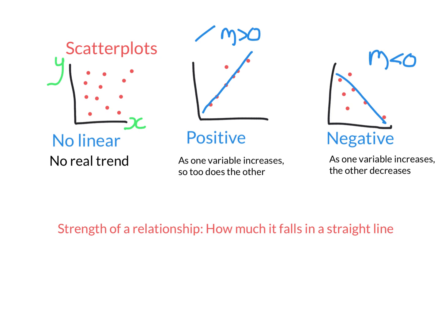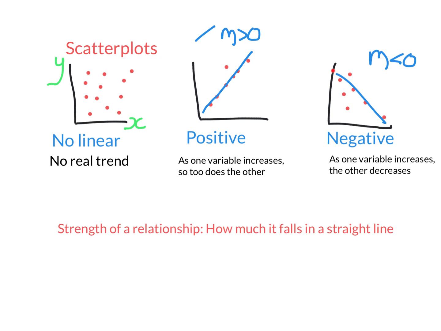Just means in general, the taller you are, the more you weigh. For something like negative, it might be something like sales of hot chocolate and temperature. You would expect that as the temperature increases, the sales of hot chocolate decrease. Again, it's not a perfect relationship. It's not saying that if it's warmer, you absolutely will sell less hot chocolate. It's just a general trend.